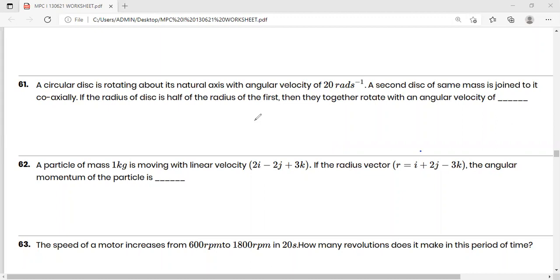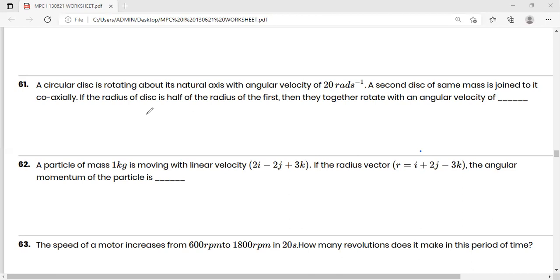If the radius of the second disc is half of the radius of the first, then they together rotate with an angular velocity of what? In the second case, the mass of the disc was same as in the first case, but the radius was half only. So whenever another disc is attached to the first one, the total angular momentum always remains constant in the whole rotation, because external torque acting on that is not given. That means that is constant only. Only the change is that the second one is added.